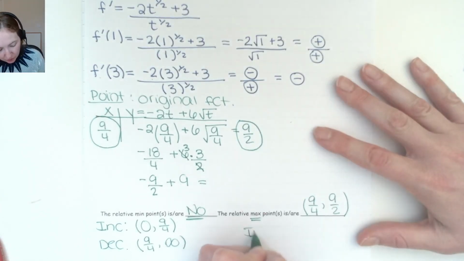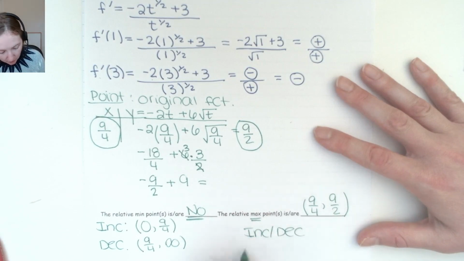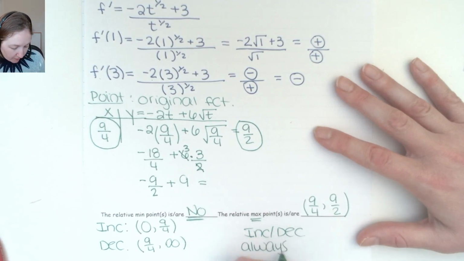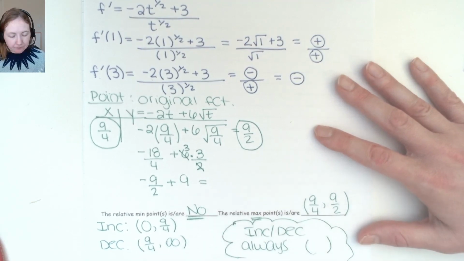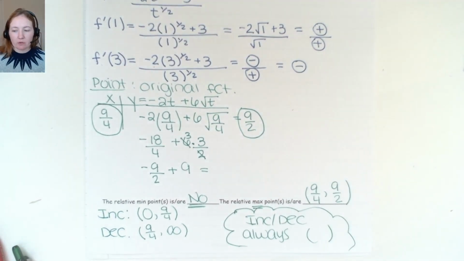And remember, increasing, decreasing always has parentheses. So even though the domain has a square bracket, we're still going to report our answer with parentheses.